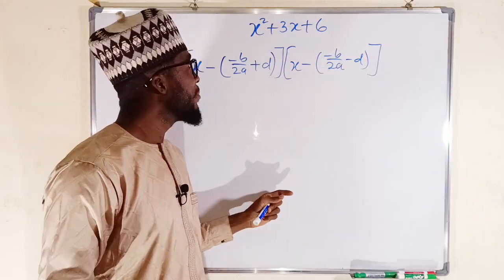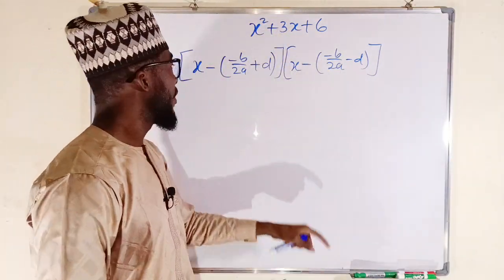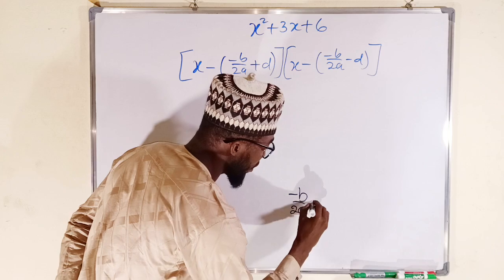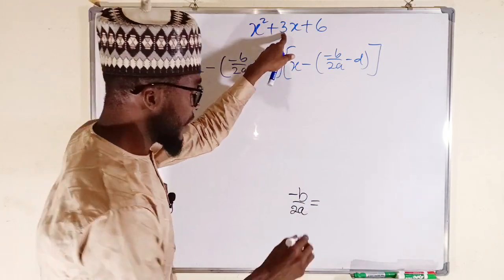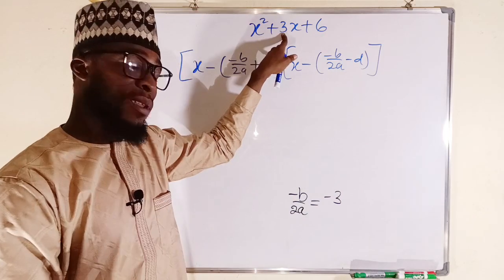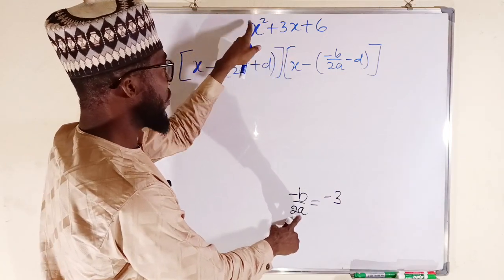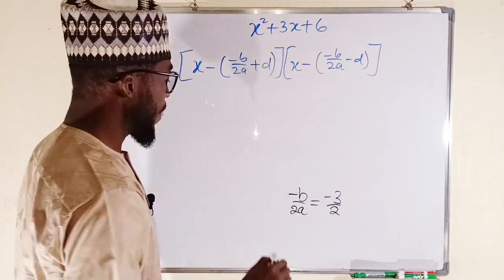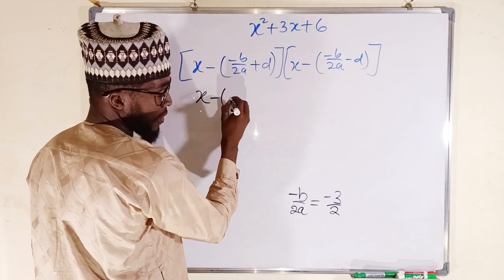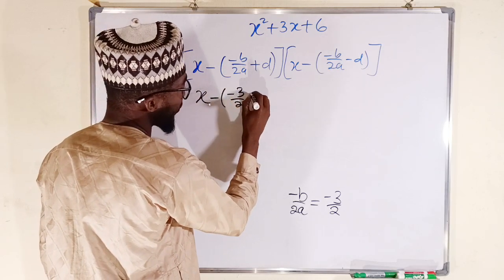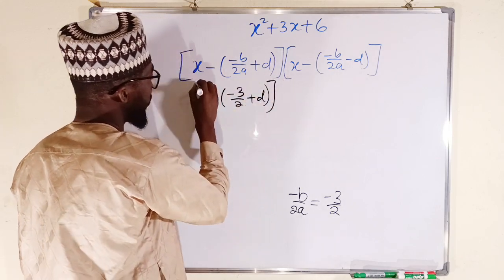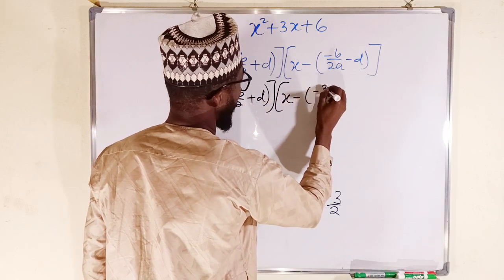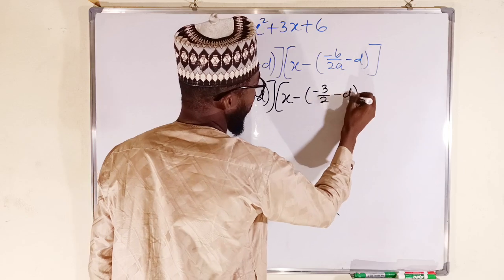All right, here is the second problem. x squared plus 3x plus 6. Let us find minus b divided by 2a. This is equal to minus b, which is minus 3, because b is 3. Then 2 times a, that is 2 times 1, which is equal to 2, right? So this is minus 3 divided by 2. So this is x minus 3 divided by 2 plus d, then multiplied by x minus 3 divided by 2 minus d.